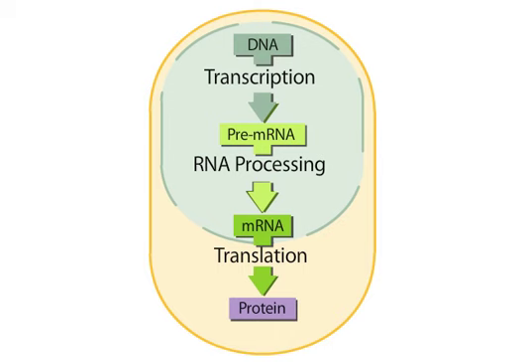How is genetic information passed from genotype to phenotype? In eukaryotes, three processes convert the information found in DNA to protein: transcription, RNA processing, and translation.